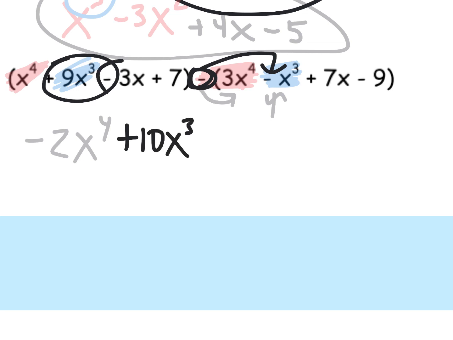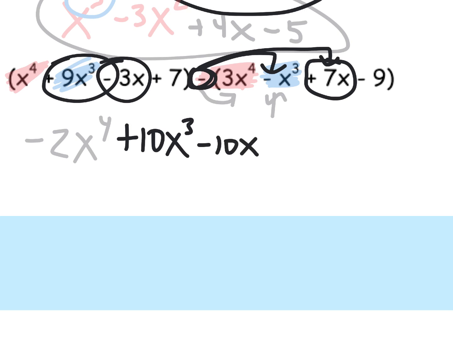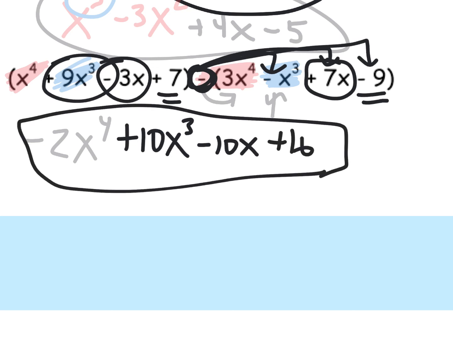Then I'll just finish it up quick. -3x and -7x, because the negative distributes. -10x. And last but not least, a +7 and a +9, because of this negative distributing. 9 and 7, 16. And there it is. Is that a trinomial? No. It's a polynomial of degree 4. All right, cool.